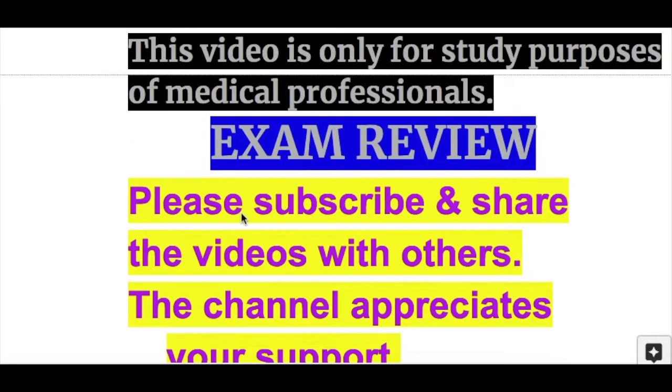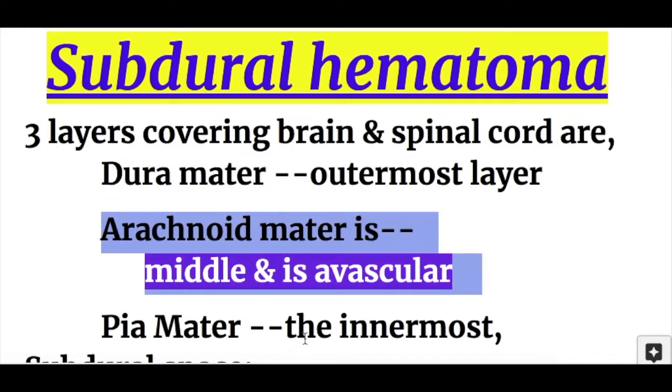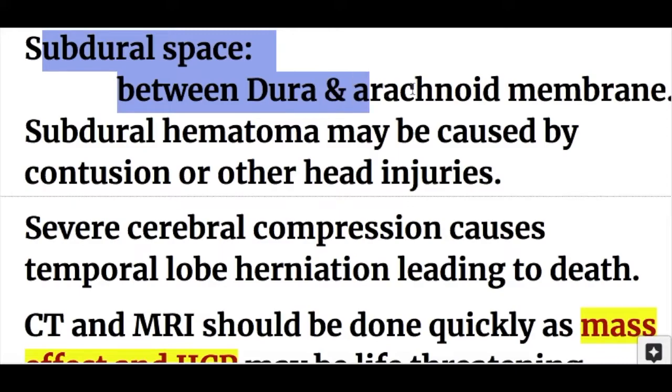In this video, we'll do an exam review on subdural hematoma. Three layers covering the brain and spinal cord are: number 1, dura mater, outermost; arachnoid matter, the middle one, and is avascular; and the pia mater is the innermost. So where is the subdural space? The subdural space is between the dura and arachnoid matter.